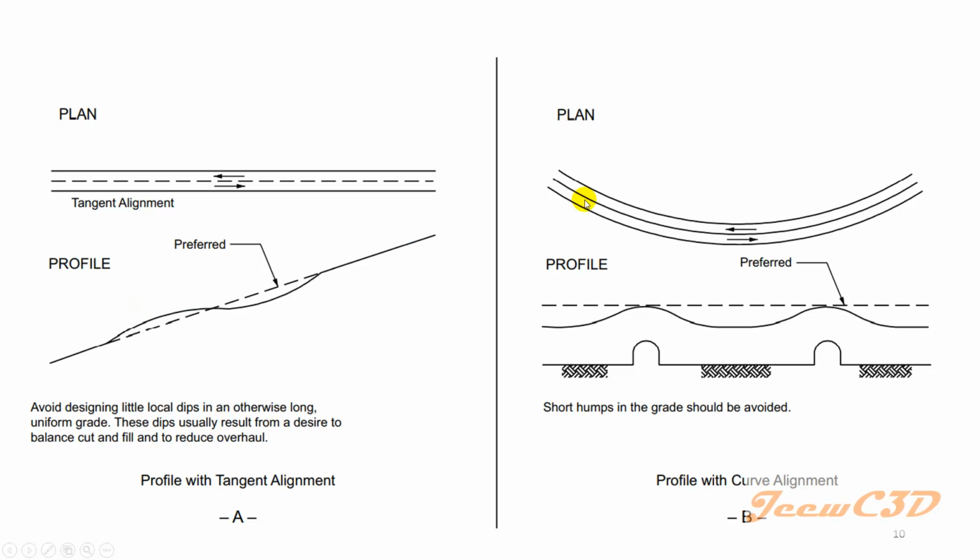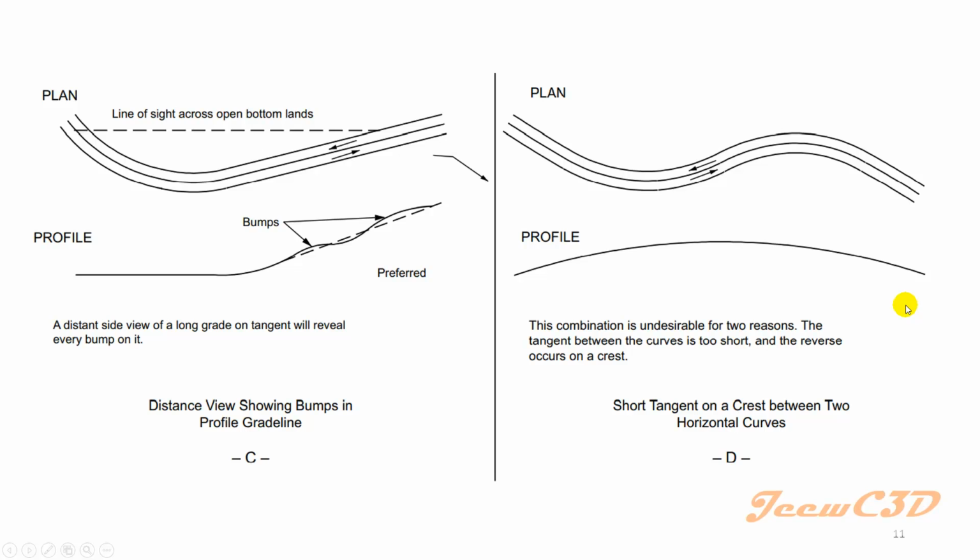Here it says if you have a curve, you should not have bumps in your profile like crest, sag, crest. You should not use this kind of behavior on your profile if you have a plan curve on your horizontal alignment. If your horizontal alignment is a curve, your vertical alignment should not be like this. Instead, you can have the vertical profile as some kind of a grade.